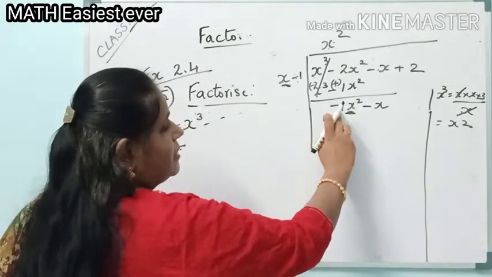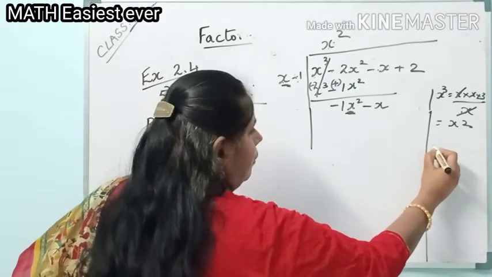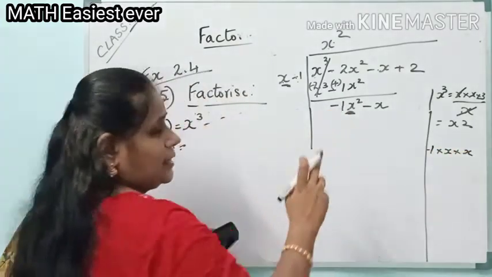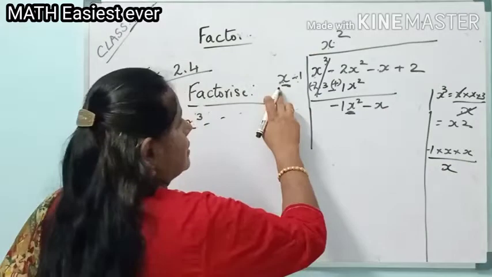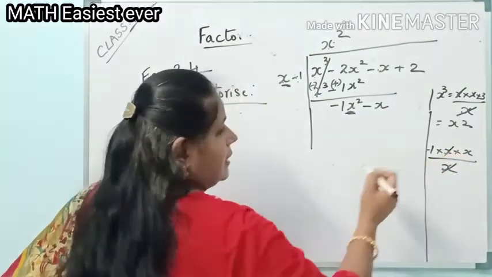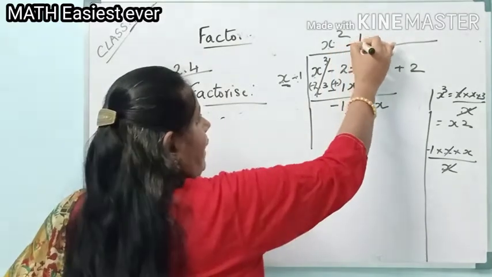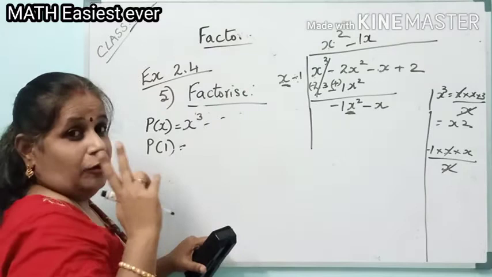What is this first term? Minus 1x square. Minus 1x square means minus 1 into x into x, divided by this x. So 1x and 1x get cancelled. You'll have minus 1x left. So that minus 1x you write here. Hope it's clear for you. So you got the second term of the quotient.